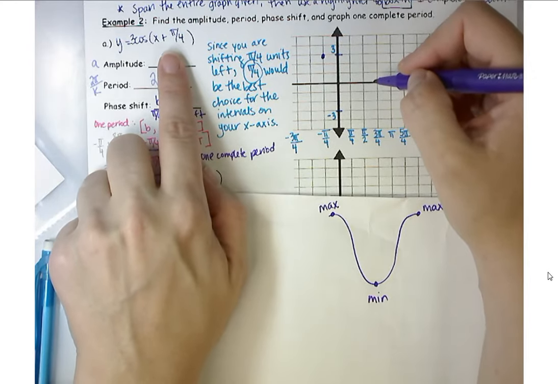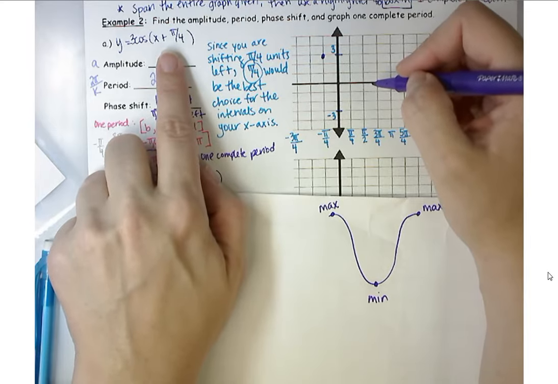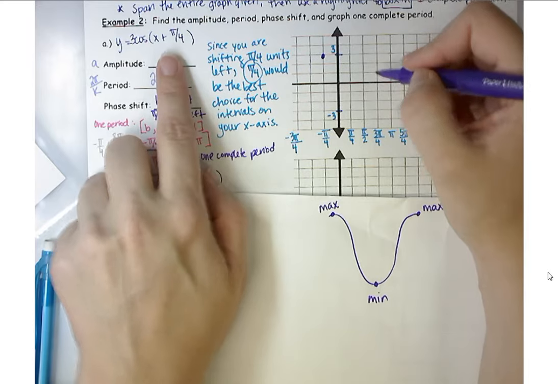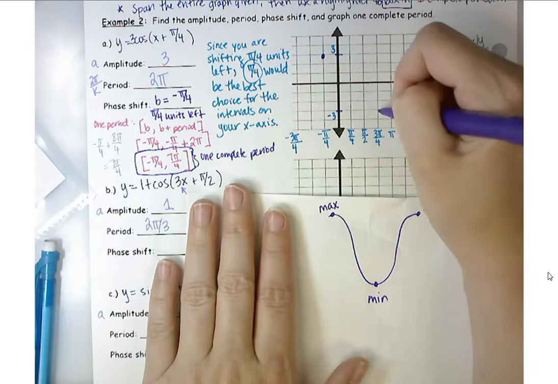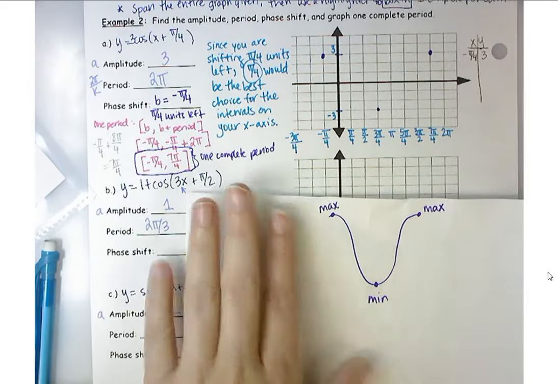4 pi over 4, which is pi. The cosine at pi is negative 1. Negative 1 times 3 is negative 3. Okay, and so here's my negative 3 pi over 4.